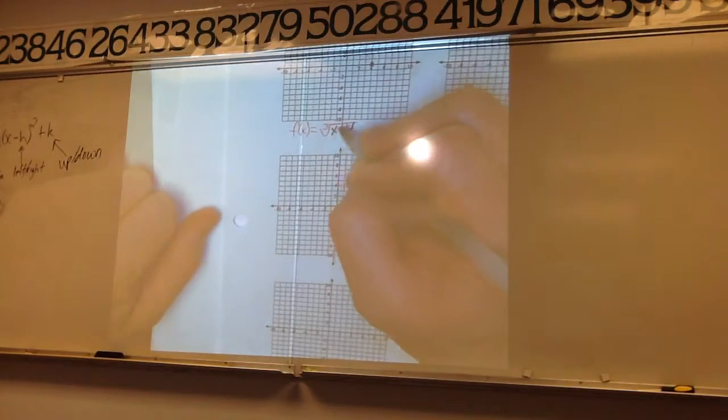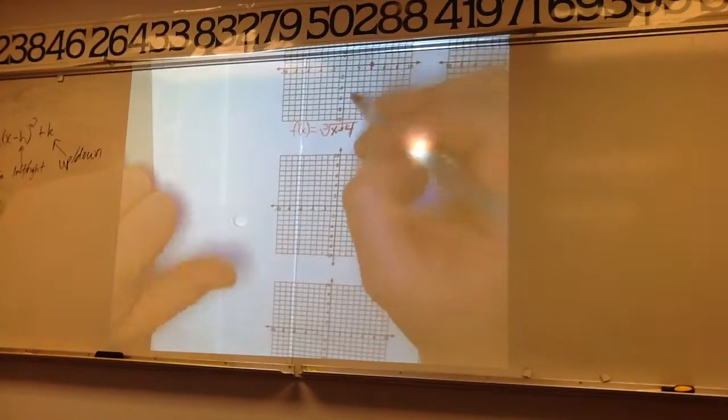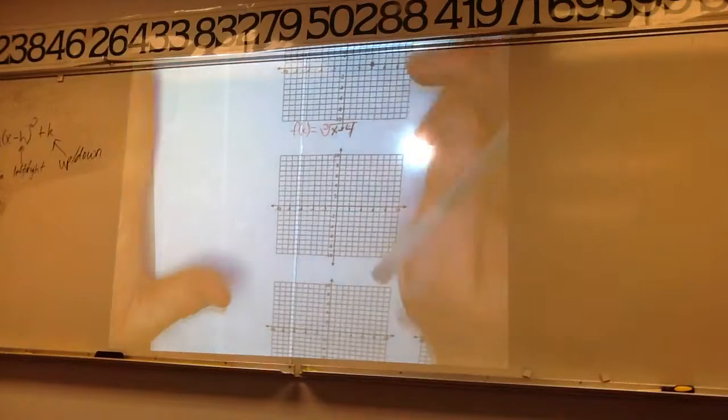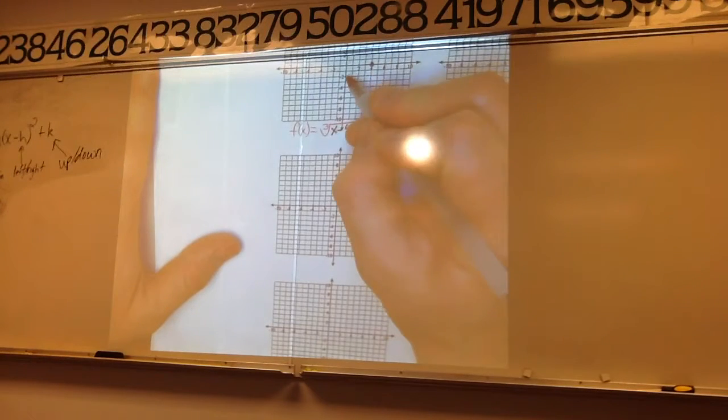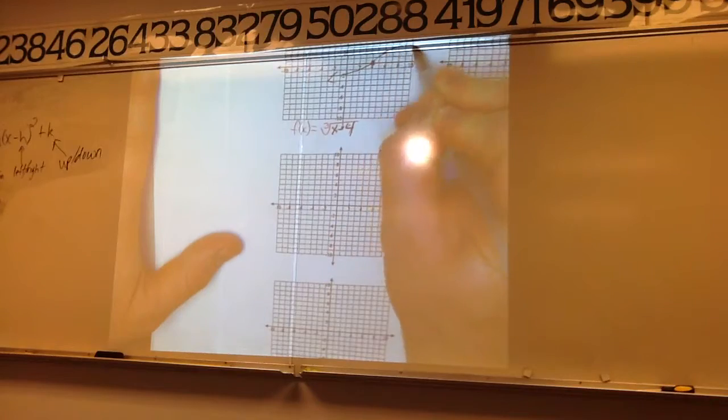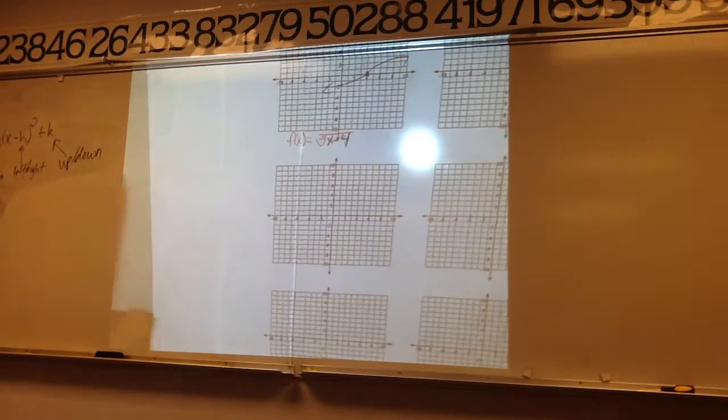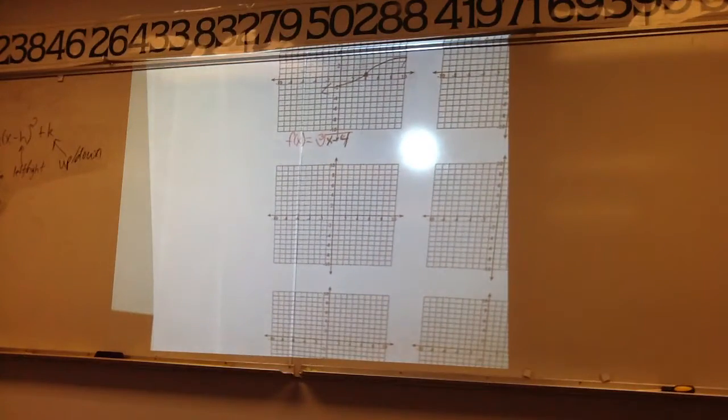Get the y-intercept. Third root of negative 4 is negative 1.9. And we're just going to kind of fudge the rest. Okay?